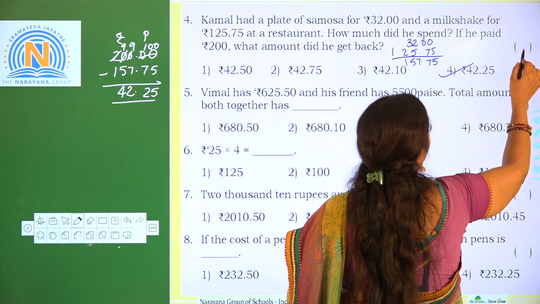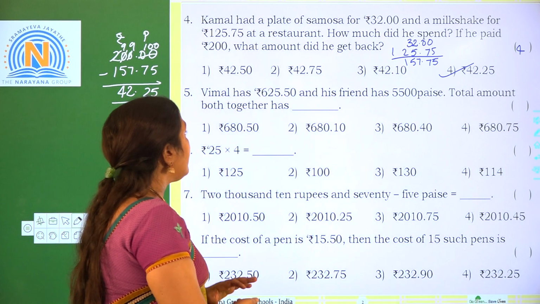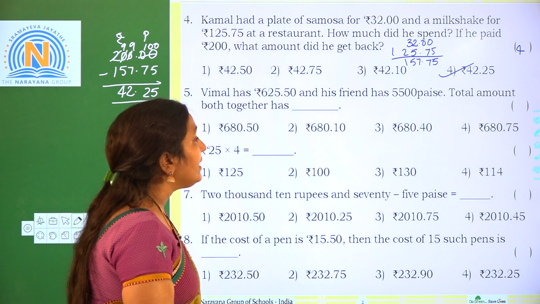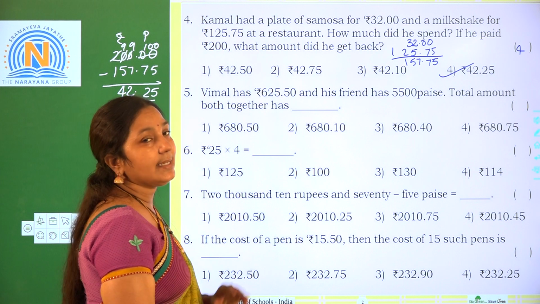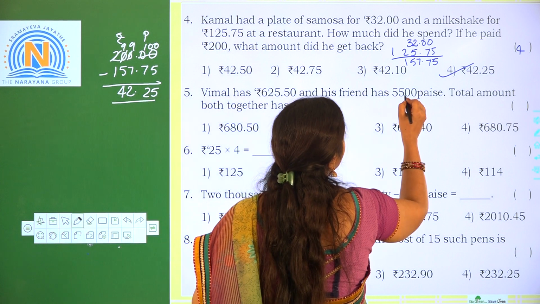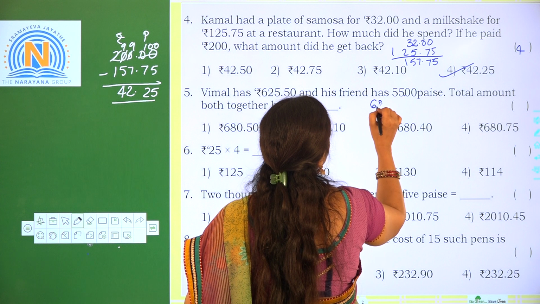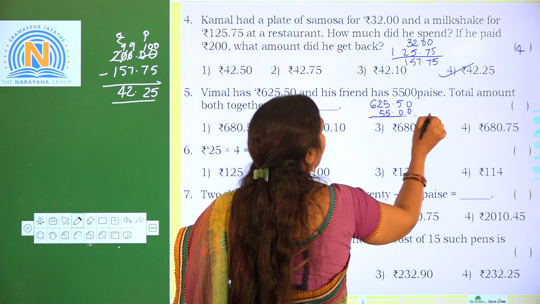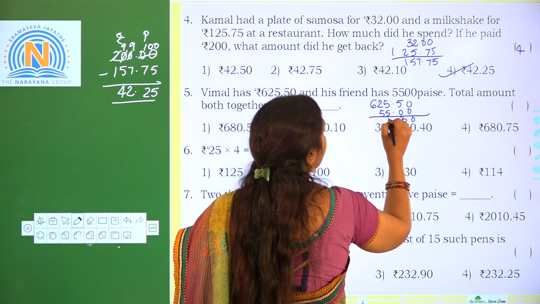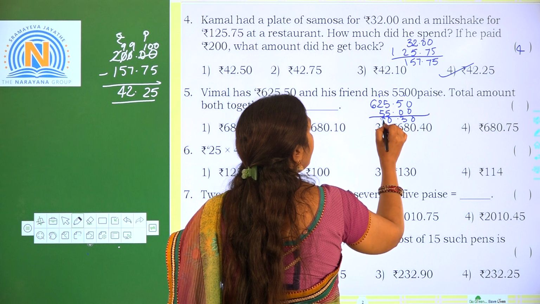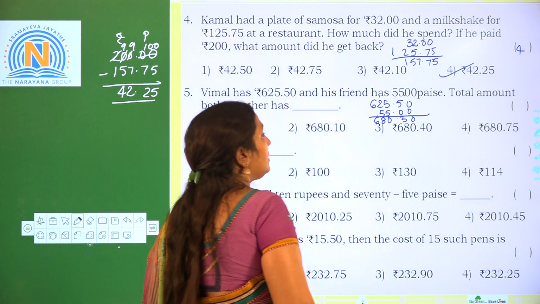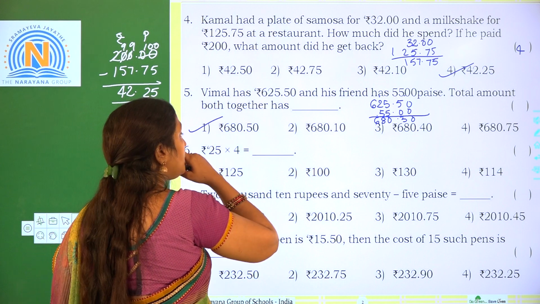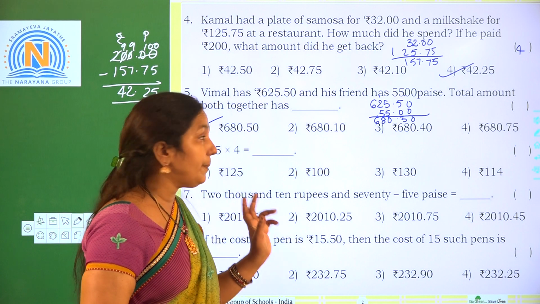Option 4. Next one. Vimal had ₹625.50 and his friend has 5500 paise. What is the total amount both together have? So 5500 paise means 55 rupees. So we have to add 625 rupees 50 paise and 55 rupees. So what did you get? 0, 5. 5 plus 5 is 10. 1 plus 2 plus 5 is 8. 6. So what is the answer? 680 rupees 50 paise. Both together have 680 rupees 50 paise.